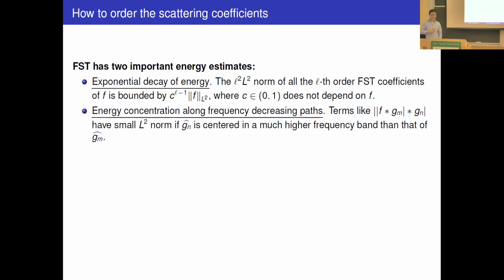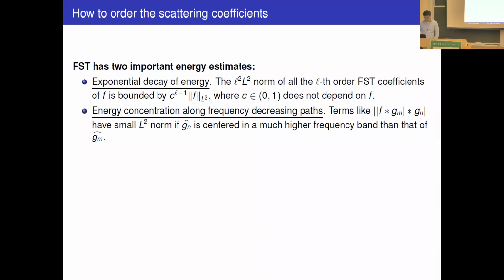Bolsky and Wiatowski also have a paper on these energy estimates, and then Dominik and Gilad Lerman have a result of this type of flavor for graph scattering. The second energy estimate is this energy concentration along frequency decreasing paths. It says that if I look at n, which roughly represents the Fourier support of each of these filters, if n is much bigger than m, then one expects terms like this to be quite small.